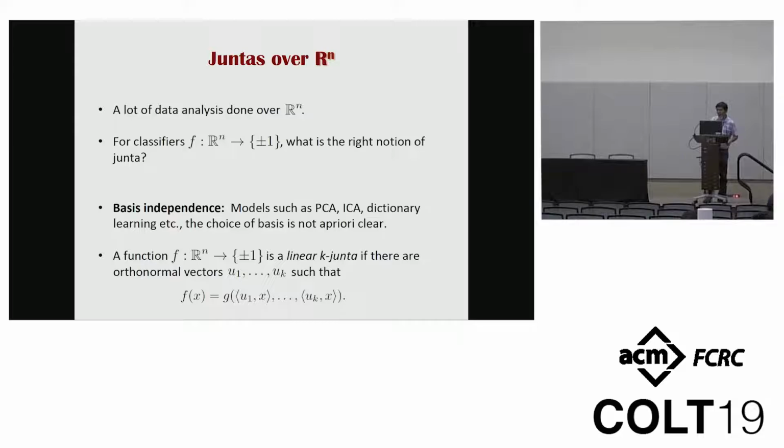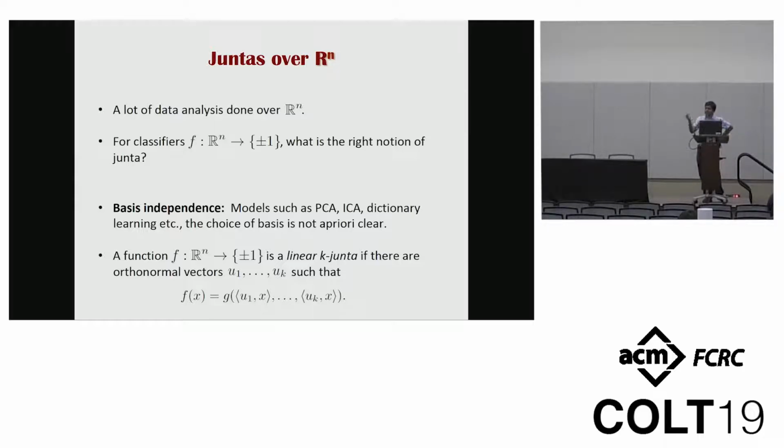Okay, but a lot of data analysis, going with this motivation of whether there are few features which determine the model, or many features, is not done over the cube; the ambient space is R to the n. So we are still thinking of functions which take plus minus one value, but the inputs are no longer n-bit strings, but real-valued inputs. And then what's the right notion of junta?